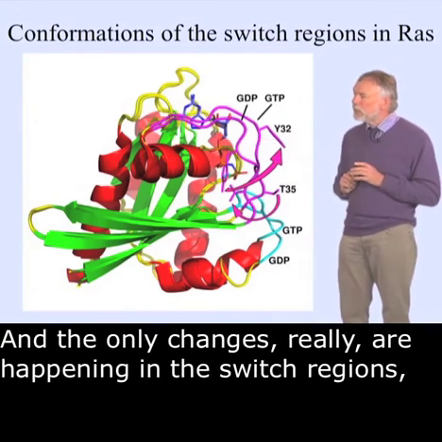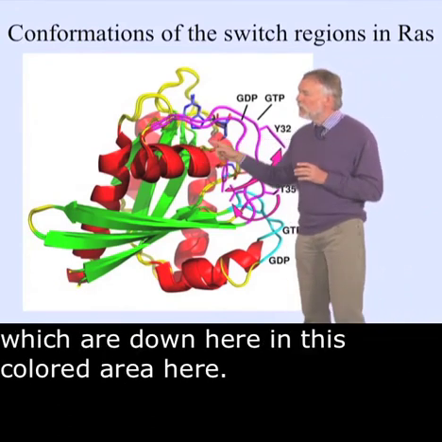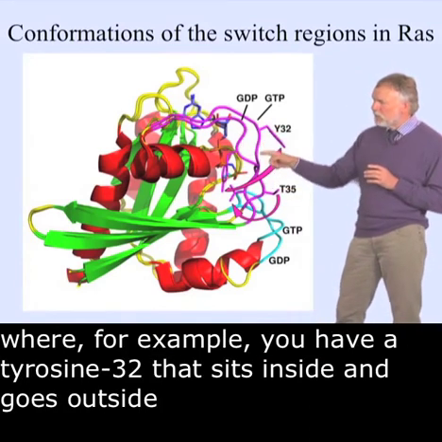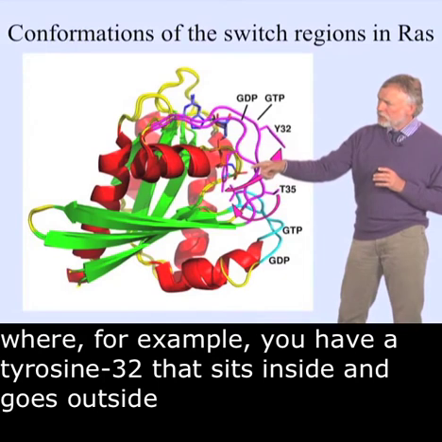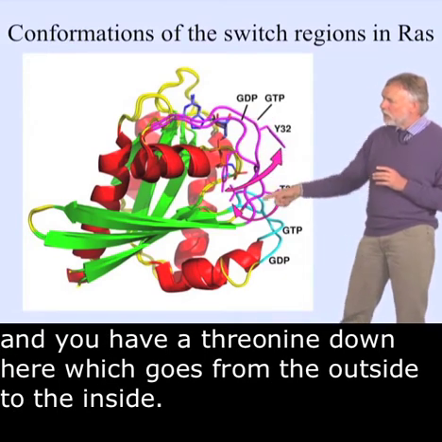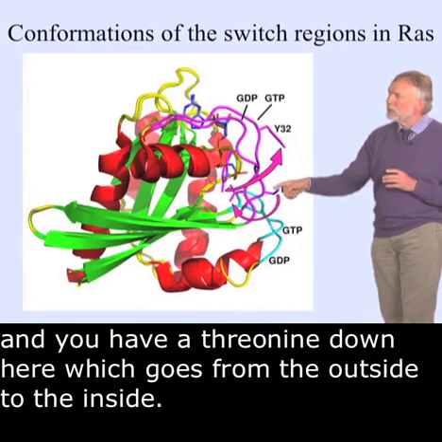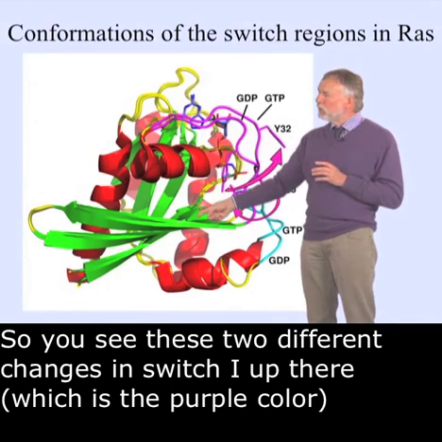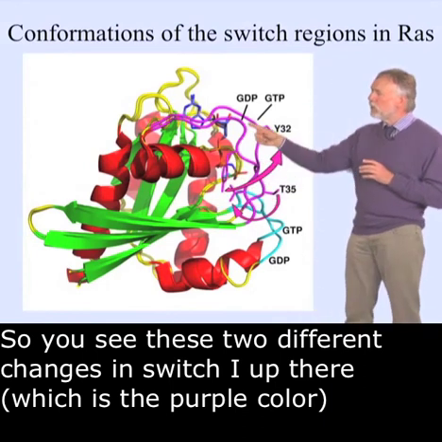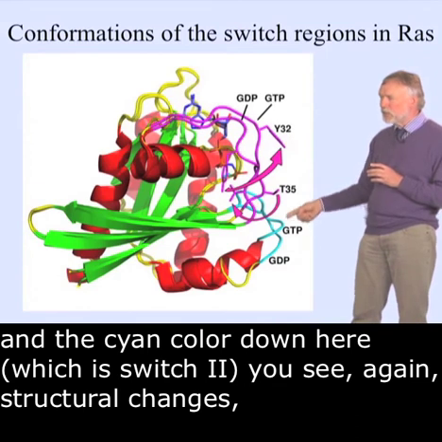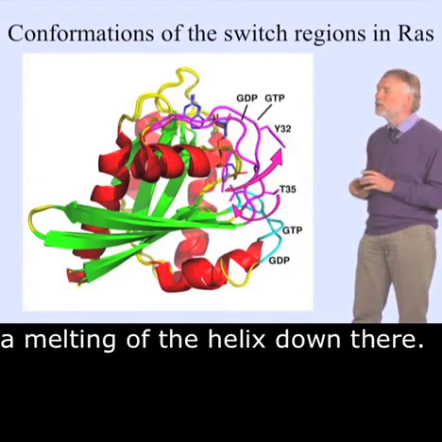And the only changes really are happening in the switch regions, which are down here in this colored area, where, for example, you have a tyrosine 32 that sits inside and goes outside, and you have a threonine down here which goes from the outside to the inside. So you see these two different changes in switch 1, which is the purple color, and the cyan color down here, which is switch 2. You see again structural changes, some melting of the helix down there.